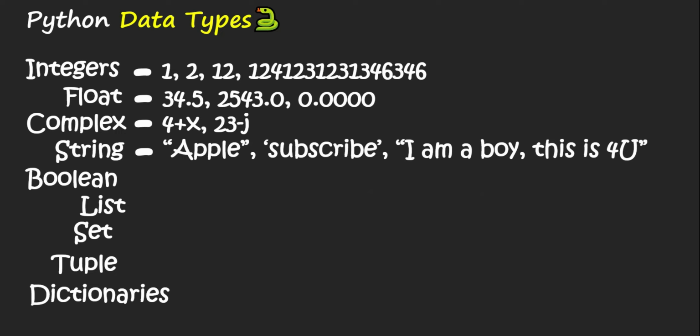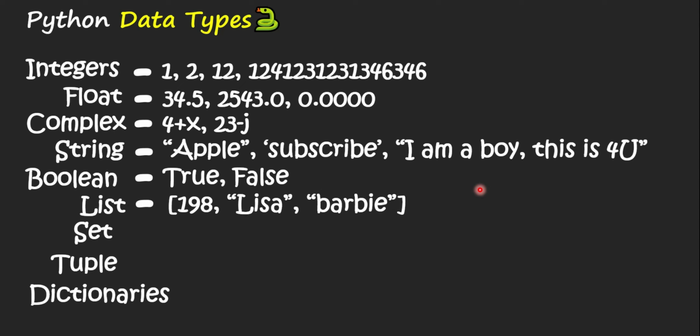Strings are alphabets. So apple or subscribe or I'm a boy, this is for you. So as you can see, there are double inverted commas over here. So apple is enclosed under double inverted commas, but for subscribe we have used only single inverted commas. This is a valid example of string. Even this is a valid example of string. This sentence over here we have also enclosed between double inverted commas, so that is fine. Starting with double inverted commas, you have to end the string with double inverted commas. Alright, that's the rule. So Boolean, as I've already told you, are true or false values.